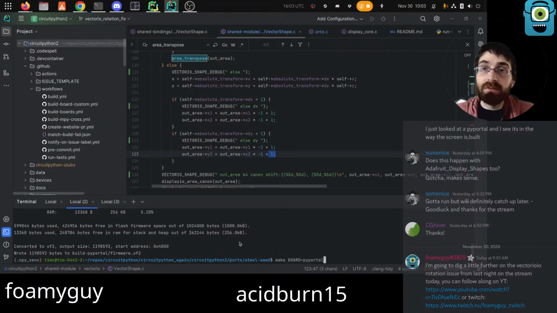Okay, there's a build. We got bootloader, so we can copy the build PyPortal firmware.